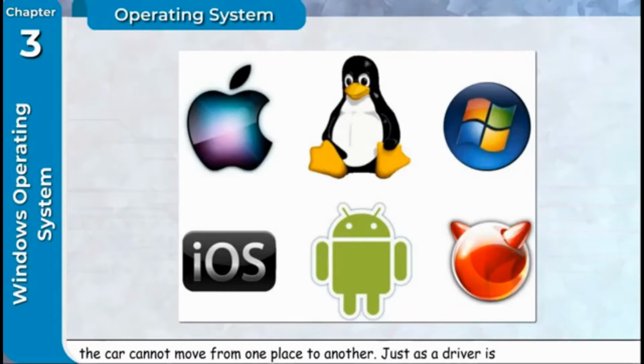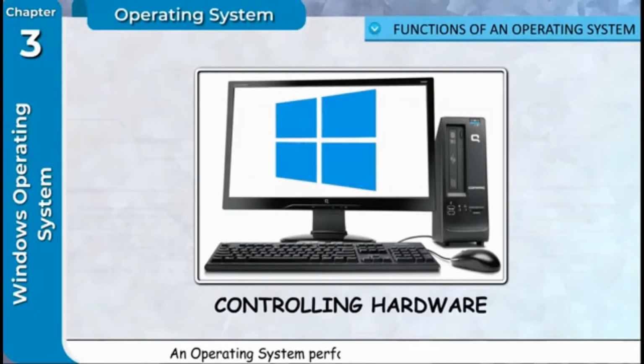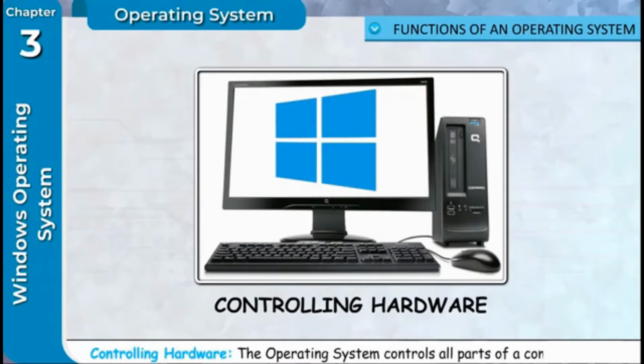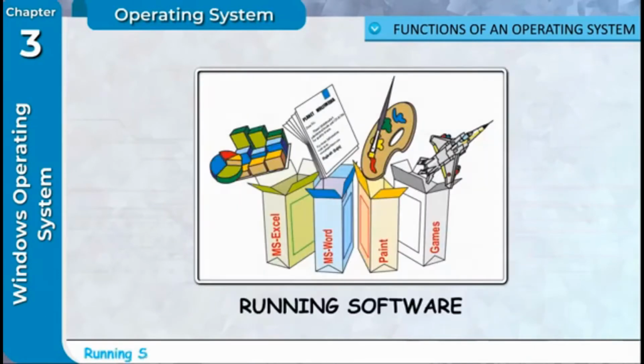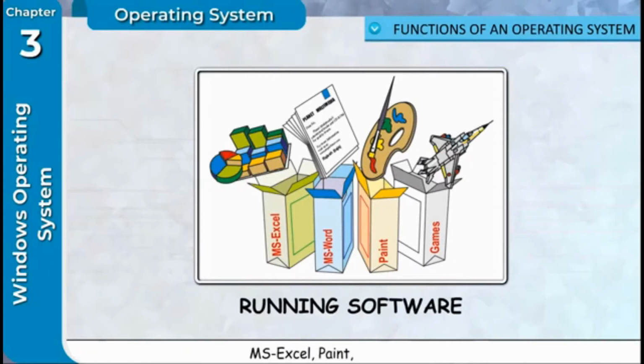Just as a driver is a must to run the car, similarly, an operating system is a must to run or work with computers. Functions of an operating system. An operating system performs several functions such as controlling hardware. The operating system controls all parts of a computer system and enables them to work properly. Running software. The operating system runs application software such as MS Word, MS Excel, Paint, Sticky Notes, and games.